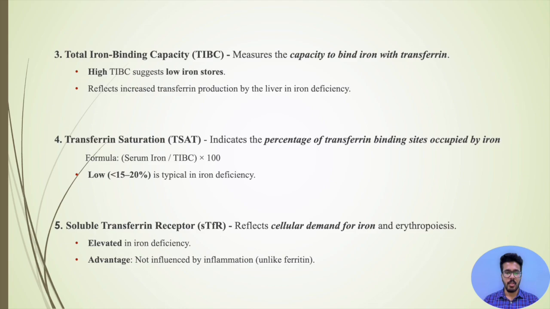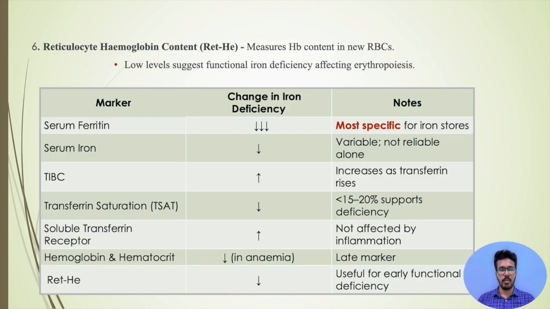Soluble transferrin receptors reflect the cellular demand of iron and erythropoiesis. It is elevated in iron deficiency, and its advantage is that it is not influenced by inflammation, unlike ferritin. The last marker is the reticulocyte hemoglobin content, which measures hemoglobin content in new RBCs. Low levels suggest functional iron deficiency affecting erythropoiesis. So this is a summarized table of markers of iron deficiency and the changes that can be seen in iron deficiency. We can see that serum ferritin is the most specific marker that represents the iron stores.